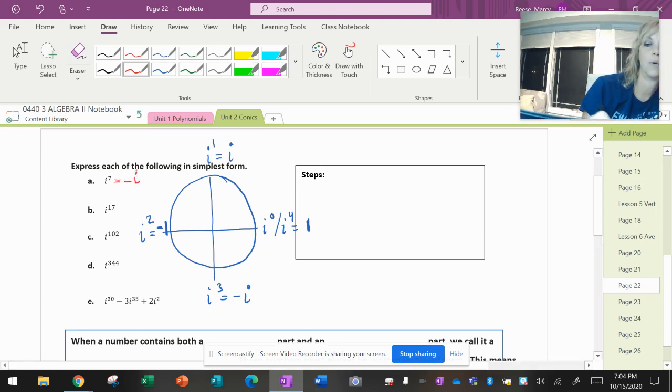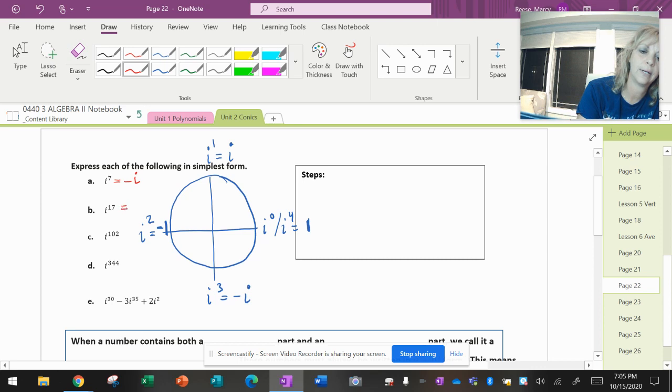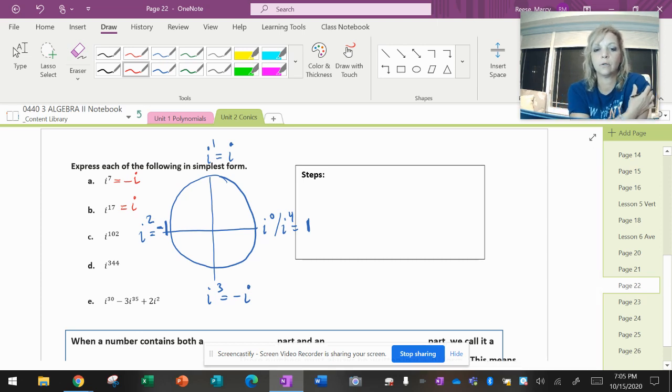All right, take a minute and go on your circle and count 17 around. Start at i to the 1st and count around. So you should have landed on i to the 5th. That work? Okay. Now, you know it's a cycle of 4, right? It keeps going around, and every 4th one, it just goes right back to the original, okay?